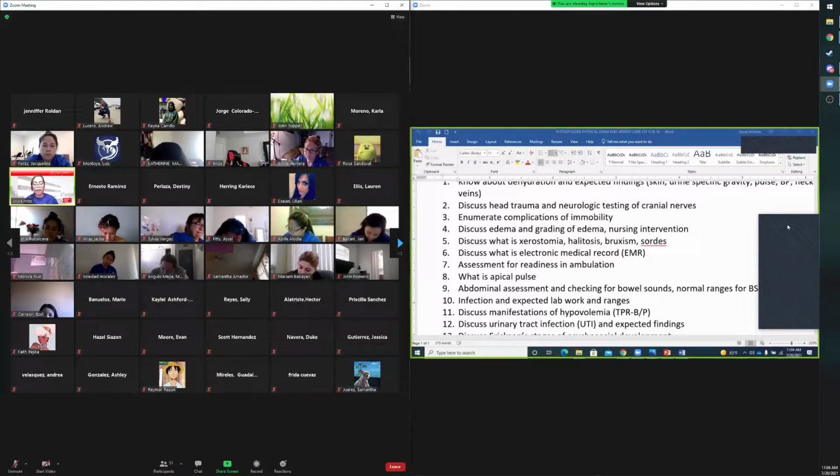Check if I have balance, check if I have strength in my lower extremities. Okay. Good. Don't ask, check if I can bear weight.